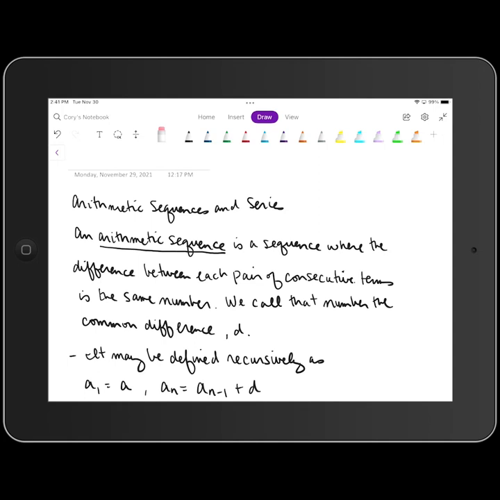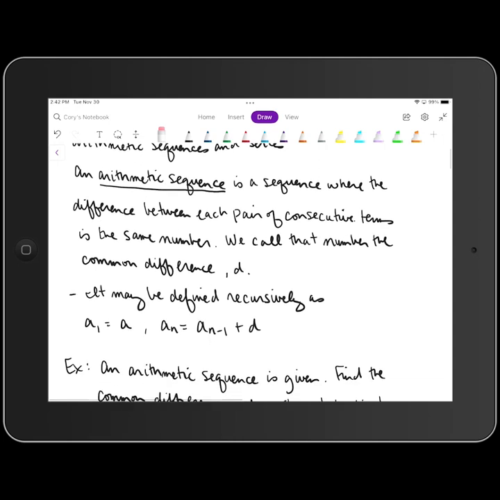An arithmetic sequence is defined as a sequence where the difference between each pair of consecutive terms is the same number. We call that number the common difference d. Okay, so to go from one term to the next, we're going to be adding or subtracting the same number.